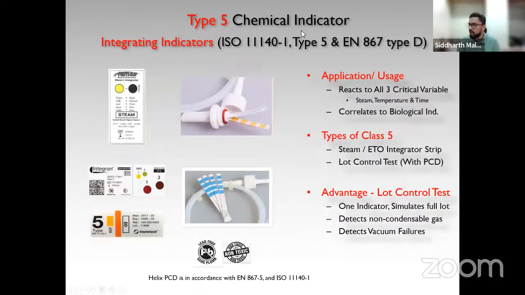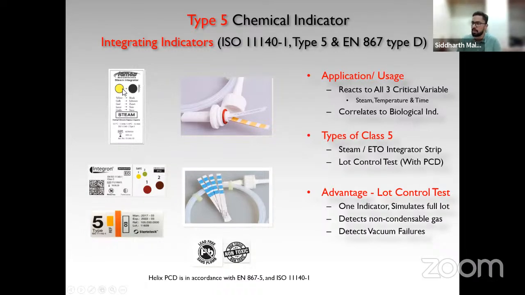Thereafter, we have the type 5 chemical indicators. These are called the integrating indicators. Most of the people currently in India or elsewhere also are using a type 5 indicator, which is a very good indicator to tell you whether all three critical variables have been met. That is steam, temperature, and time. A type 5 indicator will look something like this, where a color will range from yellow to black or pink to black or blue to black.